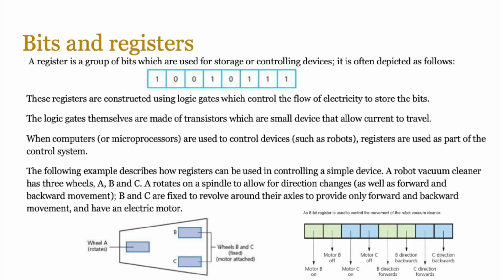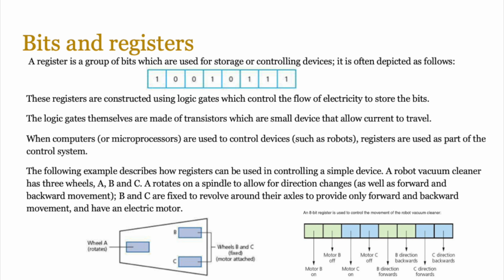Okay, finally, let's look at bits and registers. Binary is ones and zeros. We can convert numbers into binary. We can have different units of measurements, but we need to store all of this data somewhere. And most of the time we store data or bits in registers. So registers are groups of bits which are used for storage, or they're also used for controlling devices. And it's often depicted as an 8-bit or a 16-bit binary number.